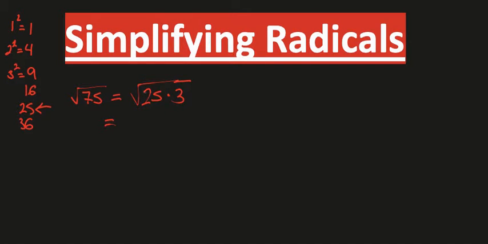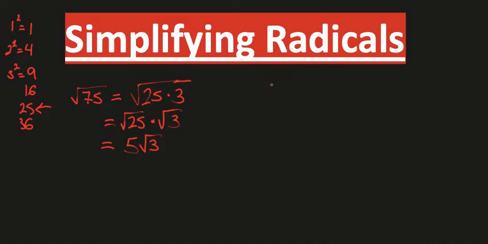When we have multiplication inside of a square root, we can break down the square root. Square root of 25 times 3 is the square root of 25 times the square root of 3. We know that the square root of 25 is 5, so we get 5 times the square root of 3.